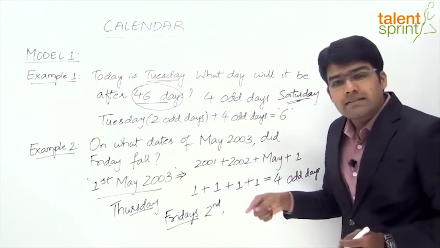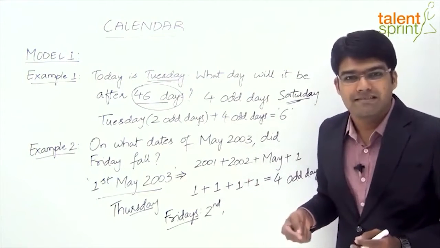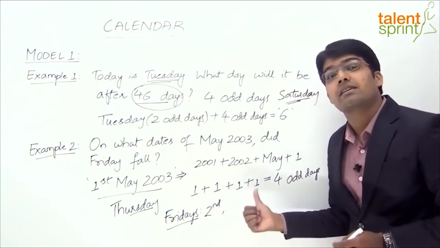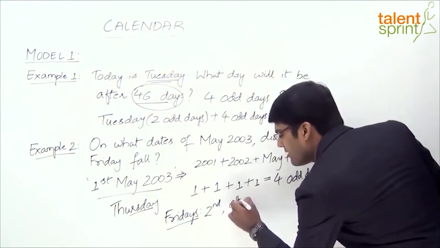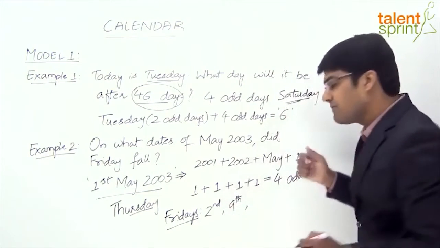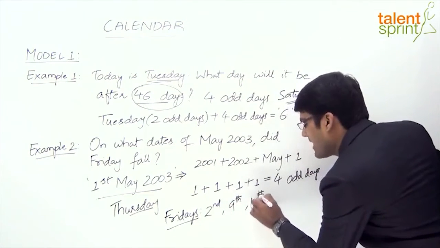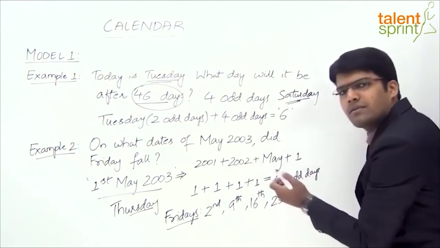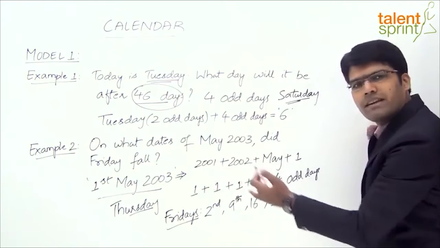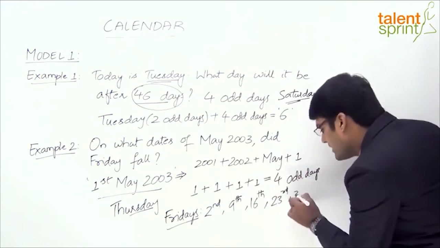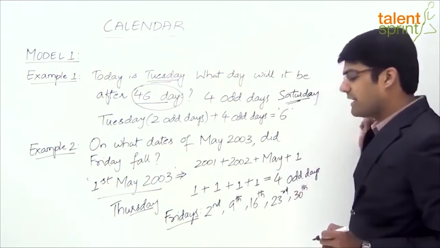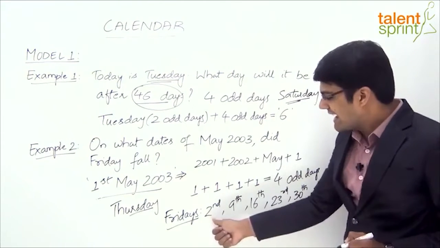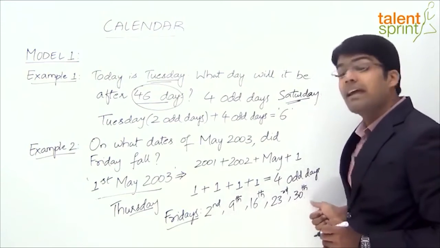Now we know that the same day would come after every 7 days, right? After the completion of a week. So 2nd of May plus 7 days will give us 9th of May. So 9th of May was the 2nd Friday. And after 9th of May, we'll have it on 16th May. After 16th, it will be 23rd of May. And 23rd plus 7 is equal to 30. And since May has got 31 days, 30 will also come under that. So 30th of May was also a Friday. So altogether we have 5 Fridays in that month, which is on 2nd, 9th, 16th, 23rd and 30th.